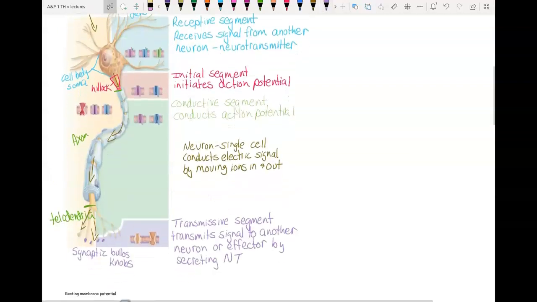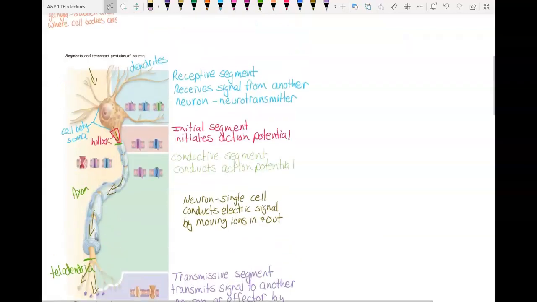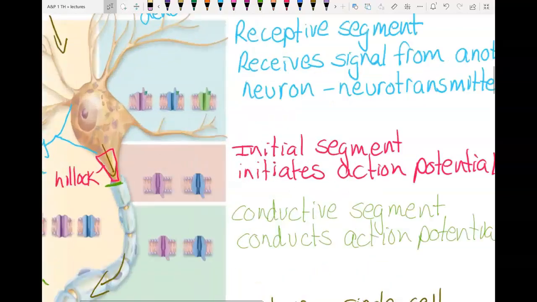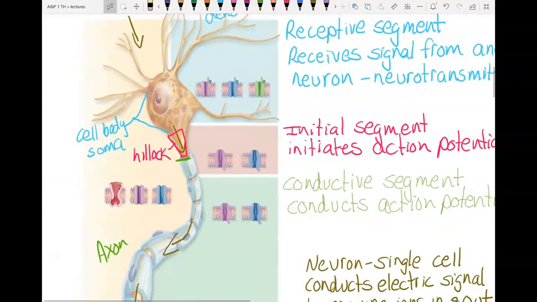Okay, so those are the parts of the neuron. But remember we said that a neuron moves ions in and out. So now think back to chapter 4. What moves ions in and out of a cell? Do you remember learning about transport proteins? And we had channels, gates, and pumps. So now we're going to have all these transport proteins that we're going to label. And they're color-coded based on what goes through them.